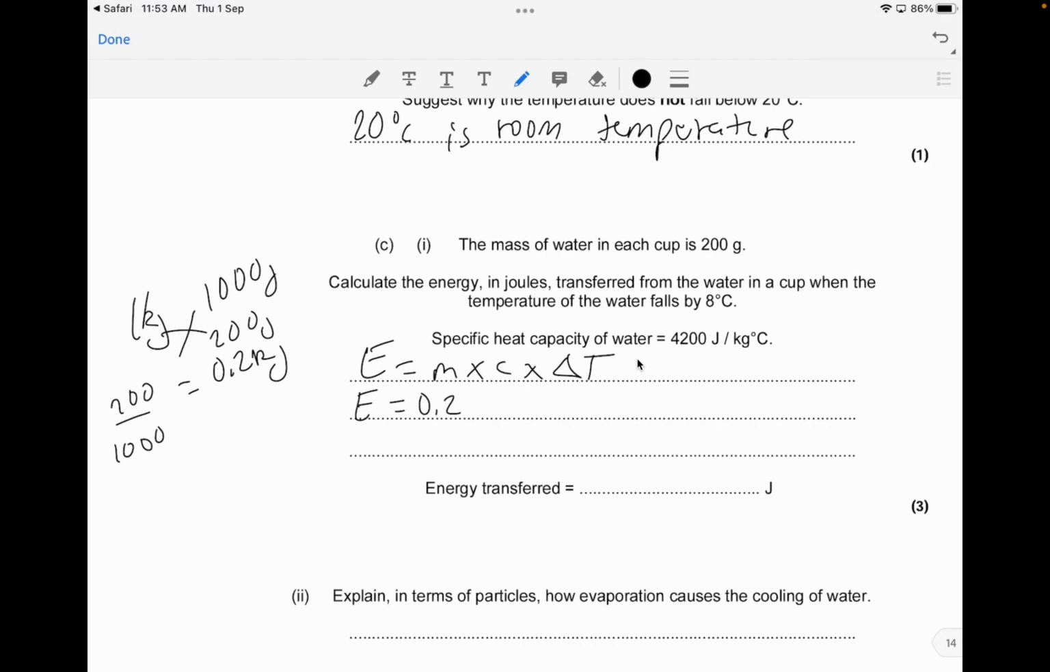So it's going to be 0.2 kg times the specific heat capacity, about 4,200, times the temperature change, which is 8. That's 0.2 times 4,200 times 8, to give you a value of about 6,720 joules. That's going to be the answer for about 3 marks. All I've done for the mass is convert it from grams to kilograms in order to do the calculation of energy transfer, to get a value of about 6,720 joules.